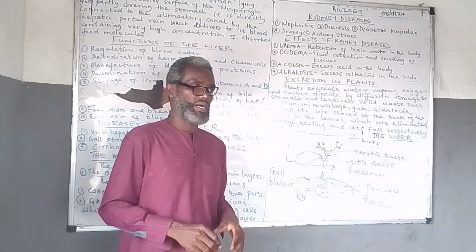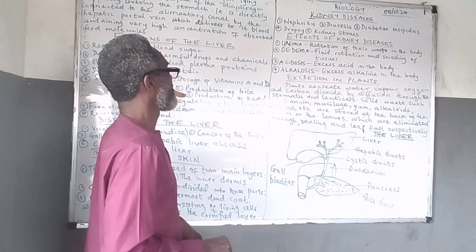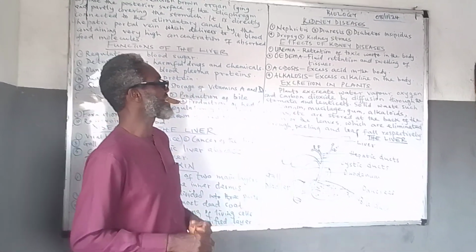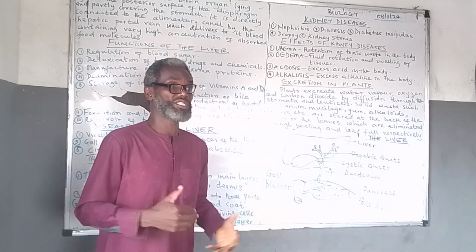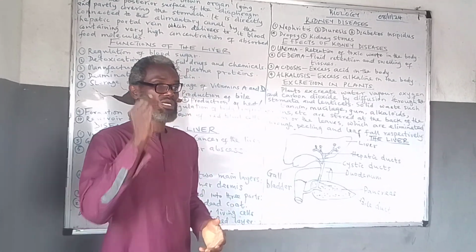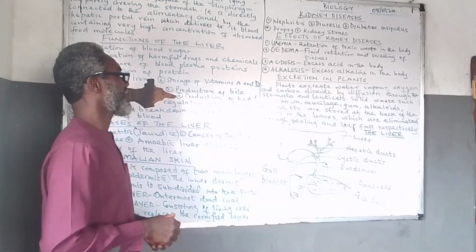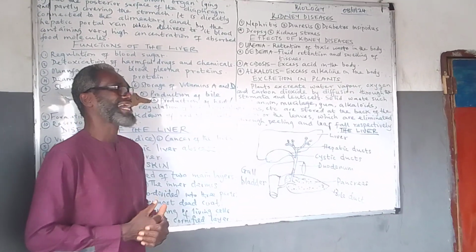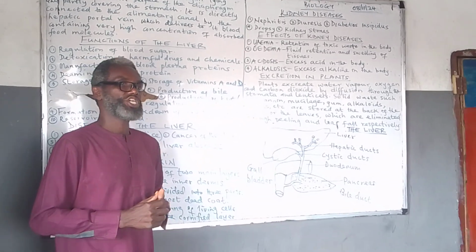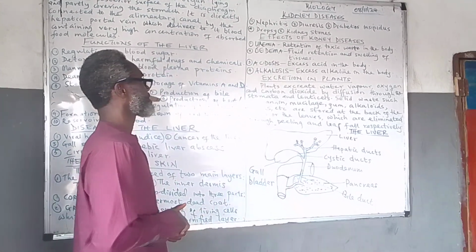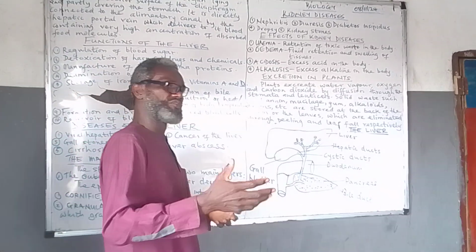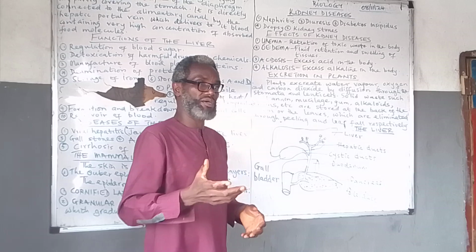It's called the edema. Then we have acidosis, that is excess acid in the body. It's called what? Acidosis. Then we have alkalosis, excess alkaline in the body. So all these wastes are expected to be removed from the body for good health.